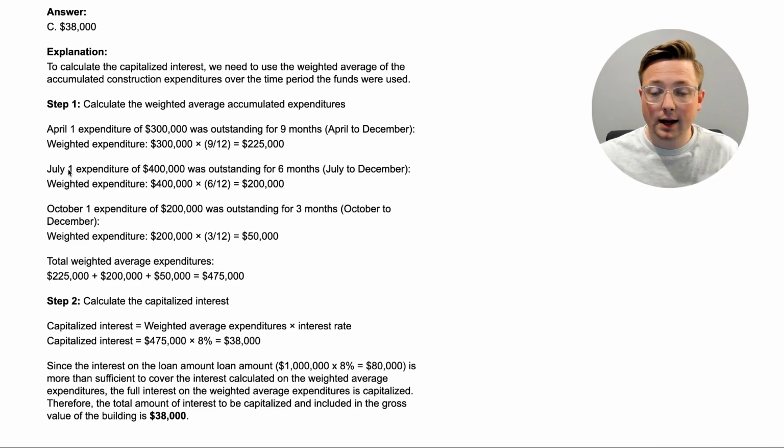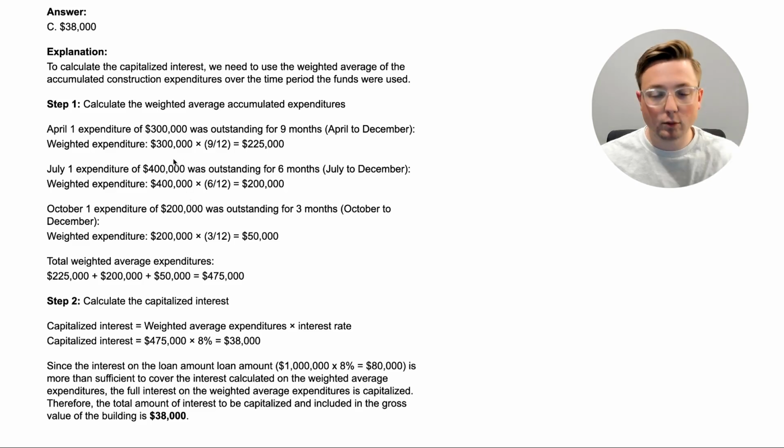And then in July, you add $400,000 to the $300,000, giving you $700,000. And that's outstanding from July, August, September. So that's another 3 out of 12 months. So you do $700,000 multiplied by 3 out of 12. And then October was outstanding for the remaining 3 months, but you add $200,000. So it's $900,000 multiplied by 3 divided by 12. If that confused you, that makes sense, because honestly, I think that's a much more difficult way to do it.